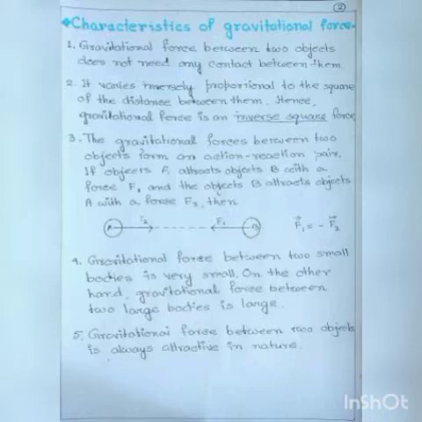Number 4, gravitational force between two small bodies is very small, whereas gravitational force between two large bodies is large. As we know, F is directly proportional to the product of masses, so obviously this force depends on the masses of the objects. Number 5, gravitational force between two objects is always attractive in nature.